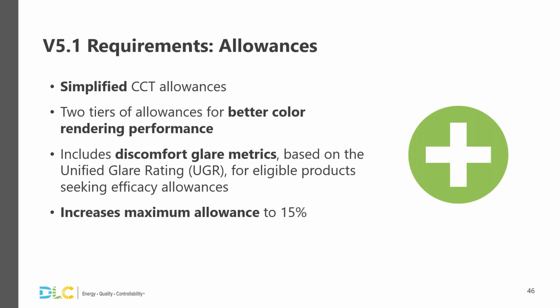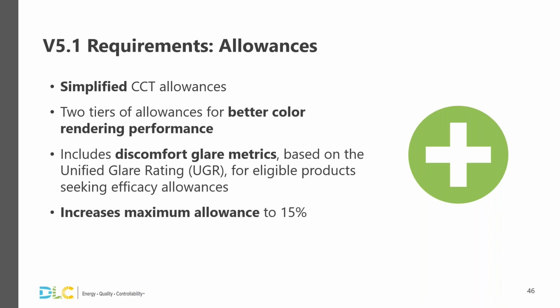Okay, moving on to allowances in version 5.1. As with previous versions of the technical requirements, the version 5.1 revision includes allowances to the minimum efficacy requirements. This is because it is not the DLC's intent to drive lighting away from features that contribute to the overall quality of light at the expense of efficacy. So efficacy allowances are given for things like color and glare.